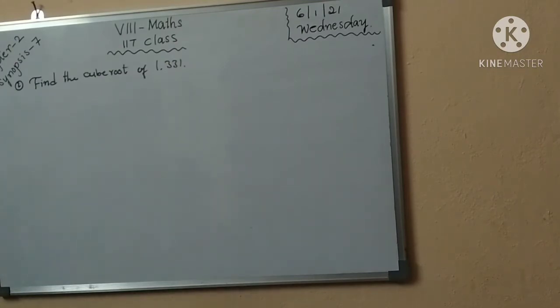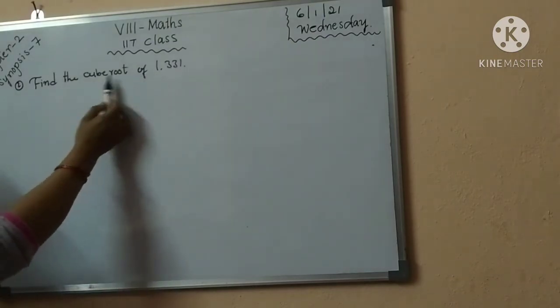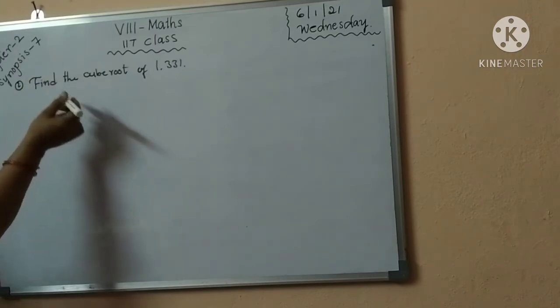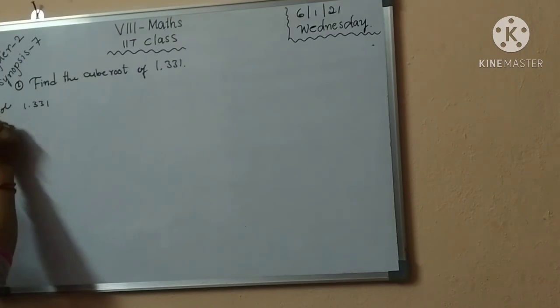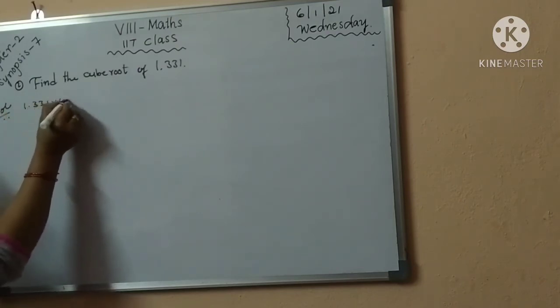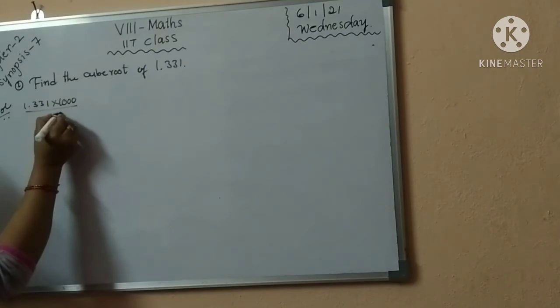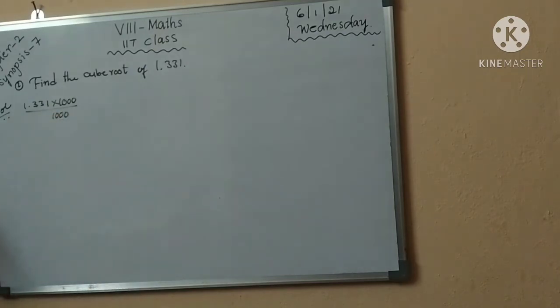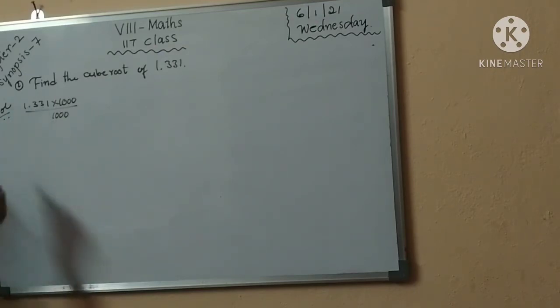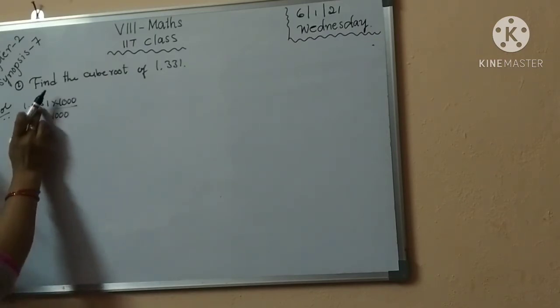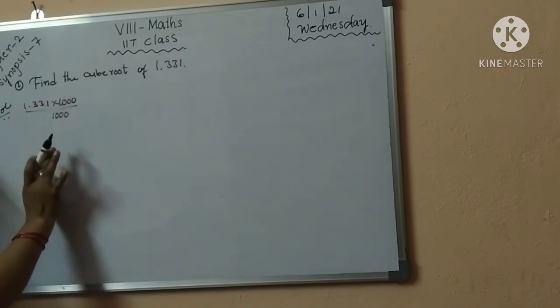Next, second problem: find the cube root of 1.331. We know that 1.331 is to be multiplied and divided by 1000. Because of the point, how many digits are there after it? 3 digits. We have to take 1 followed by 3 zeros. If 2 digits are there after the point, then you have to take 100. Okay, children, did you understand?